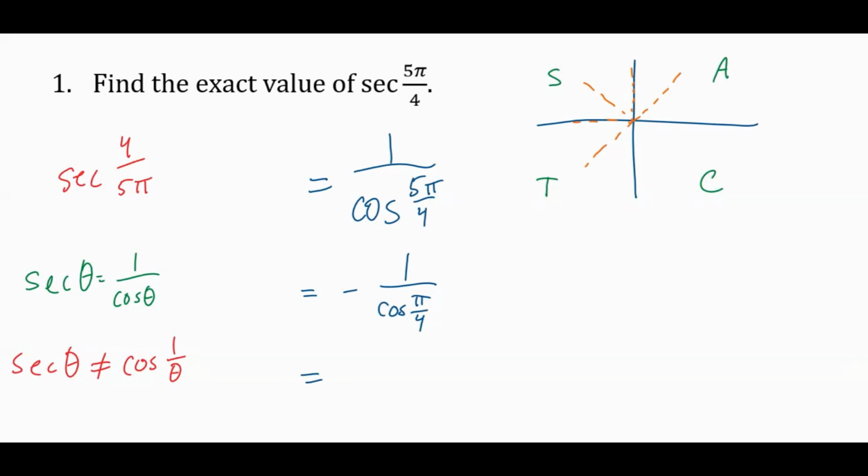Now I have to evaluate. And how do I evaluate? It's with the special triangles. We need to know which special triangle this is, the one with pi by 4s in it. Pi by 2 is the other one. That's a right angle. We need to know that this is 1 and this is 1. The angles are the same, so it's an isosceles triangle. So they're both 1, and through the Pythagorean theorem, this is root 2.